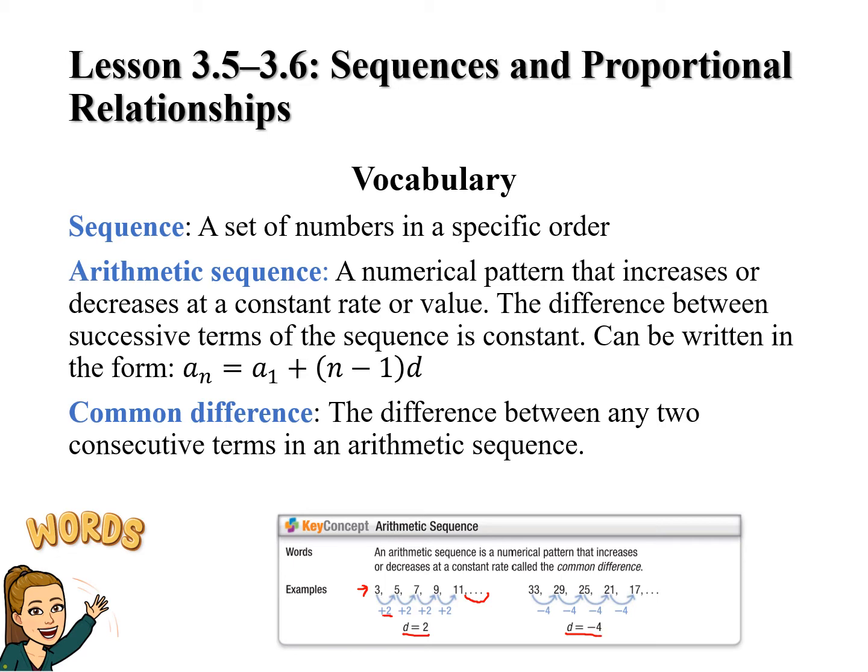Now we calculate that by taking one term and subtracting the one before it. So if I take 7 minus 5, I find that change of plus 2. If I take 21 minus 25, I find that change of minus 4.